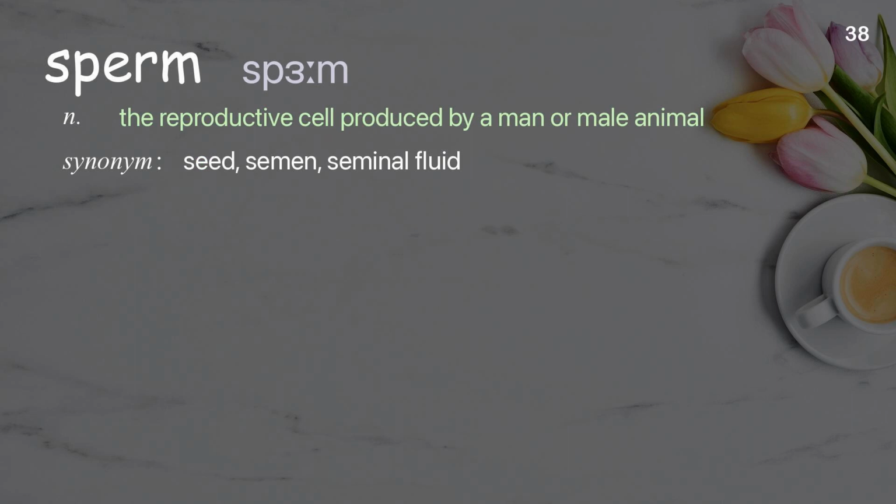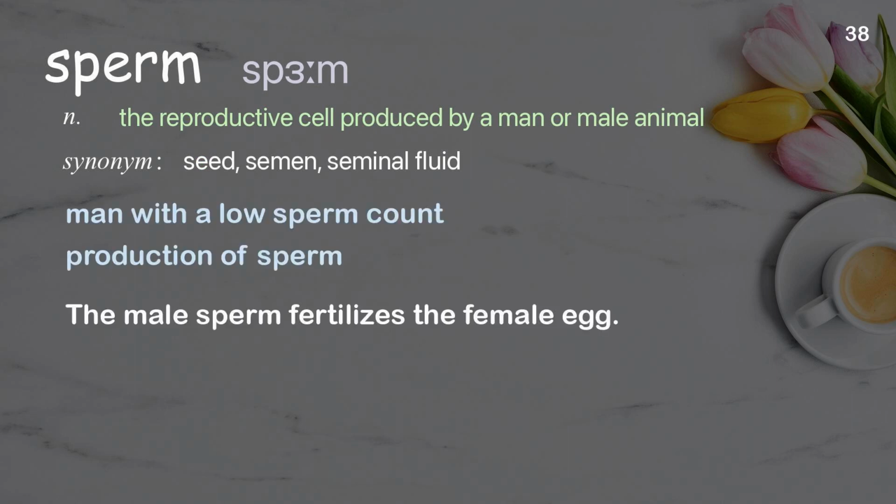Sperm. The reproductive cell produced by a man or male animal. Examples: man with a low sperm count, production of sperm. The male sperm fertilizes the female egg.